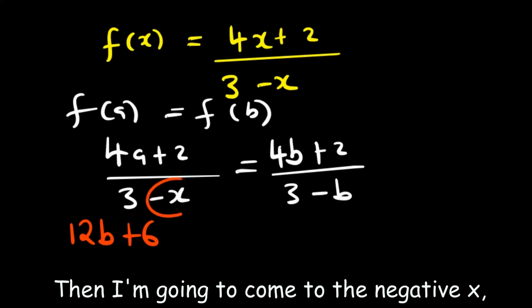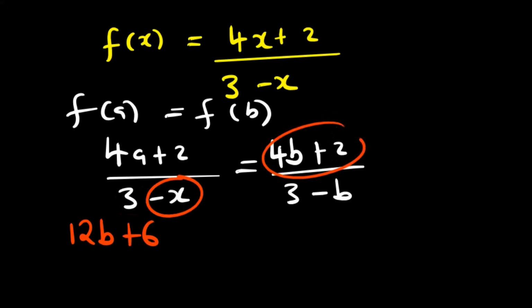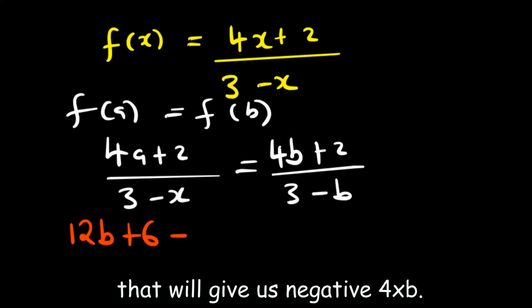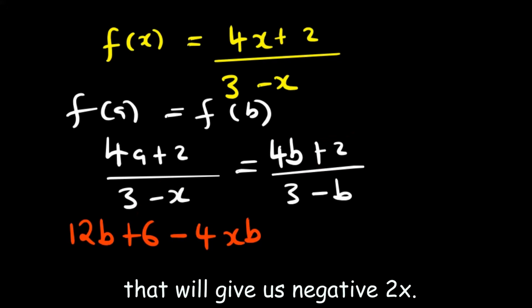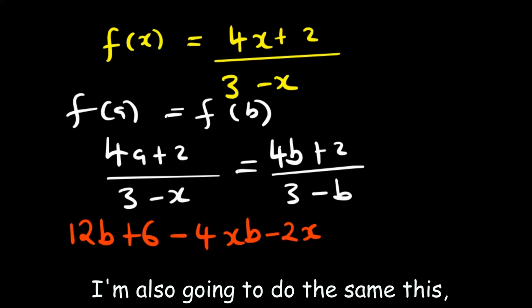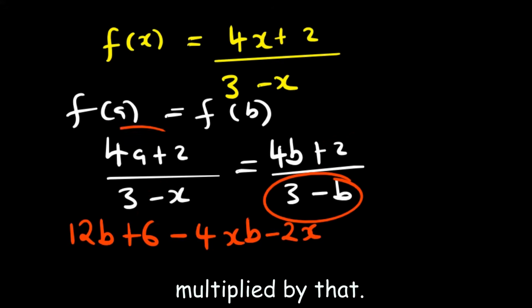Then I'm going to come to the negative x multiplying with this expression. So negative x multiplied by 4b will give us negative 4xb. Then the negative x multiplied by 2 will give us negative 2x. Then I come to the other side. I'm also going to do the same, this multiplied by that.